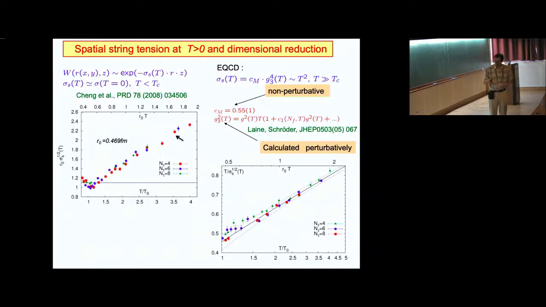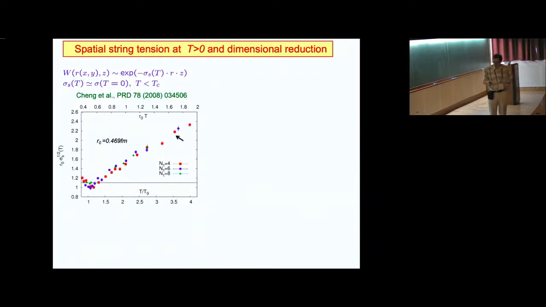Okay, so now EQCD was successful in understanding, to some extent, the bulk thermodynamic properties. So I showed the comparison of the pressure and energy density with EQCD prediction and perturbative predictions that worked well. We could understand the onset of color screening and the color screening at intermediate distances in terms of EQCD.